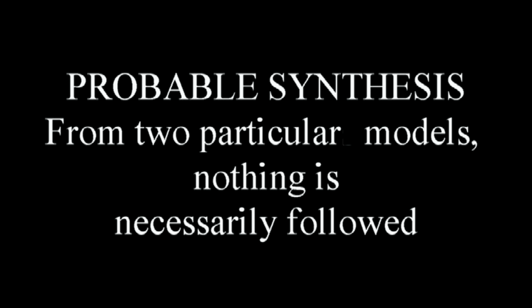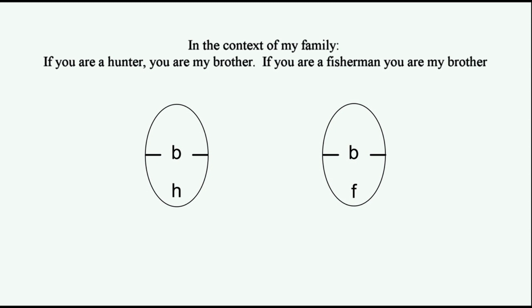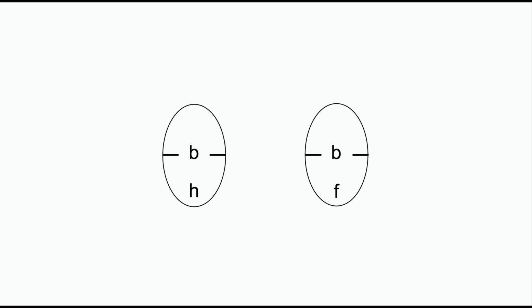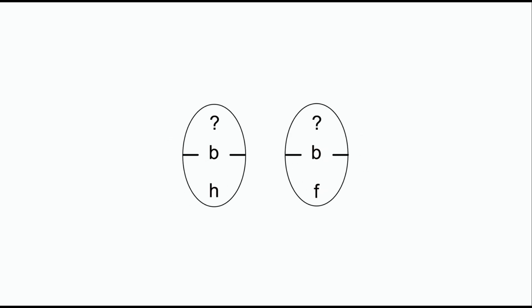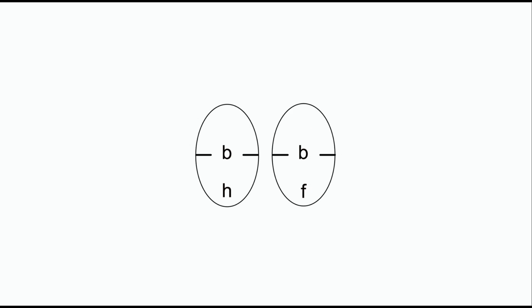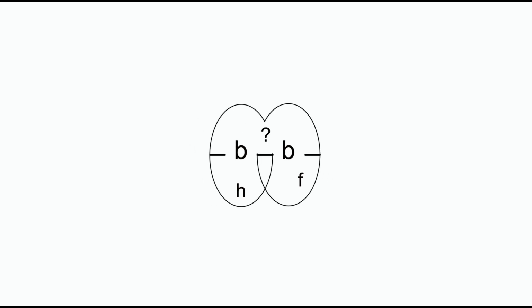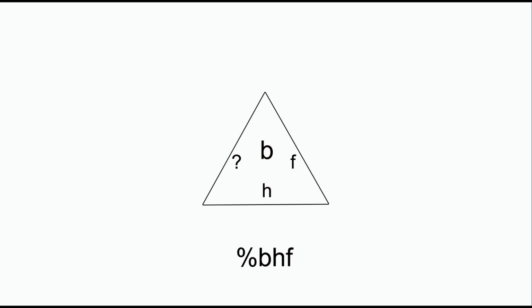Probable synthesis: from two particular models nothing necessarily follows. In the context of my family: if you are a hunter, you are my brother. If you are a fisherman, you are my brother. Maybe I have brothers who are neither hunters nor fishermen. The premises do not say anything about it. The only conclusion that necessarily follows from the premises about my family is that it is probable and more than possible that someone is a hunter and a fisherman at the same time. Remember that the sides of a complex model can be combined, generating types of probable objects.